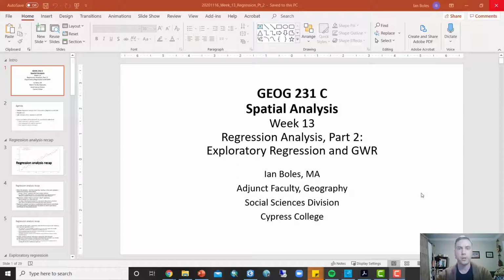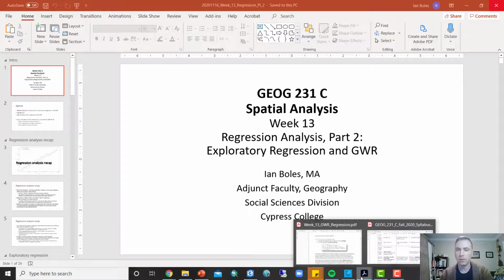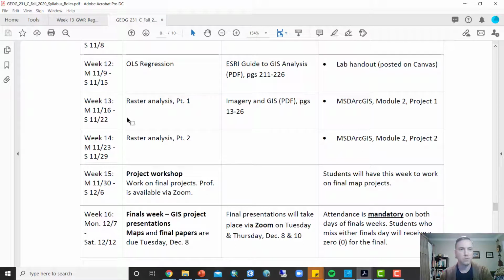But for this week, I basically have continued the topic from last week, certainly continued the same lab format. So I didn't do a tutorial this week. It's going to be the same format from last week. It's a lab that I've adapted from an Esri lab. But we are going to cover two different regression techniques this week that we didn't talk about last week. That's going to be exploratory regression and geographically weighted regression. So just to highlight there.